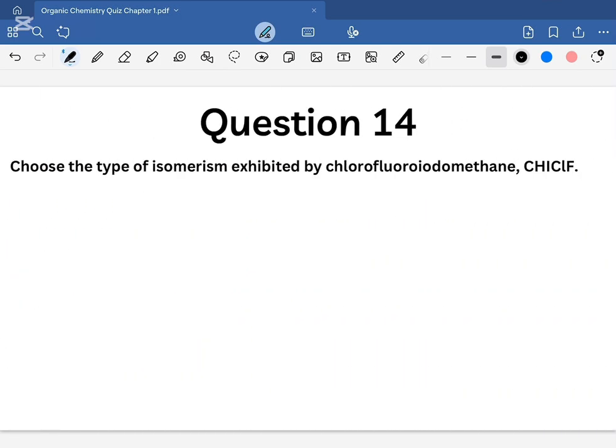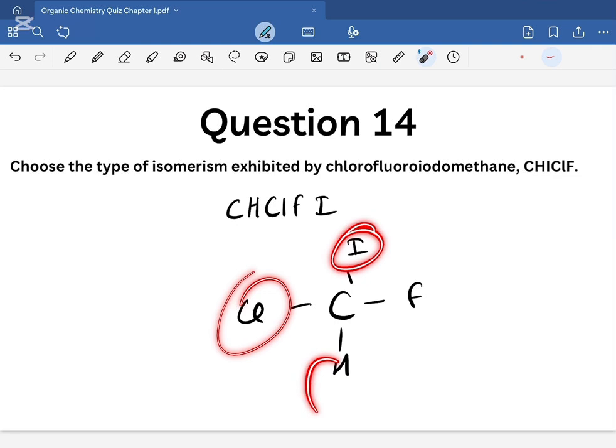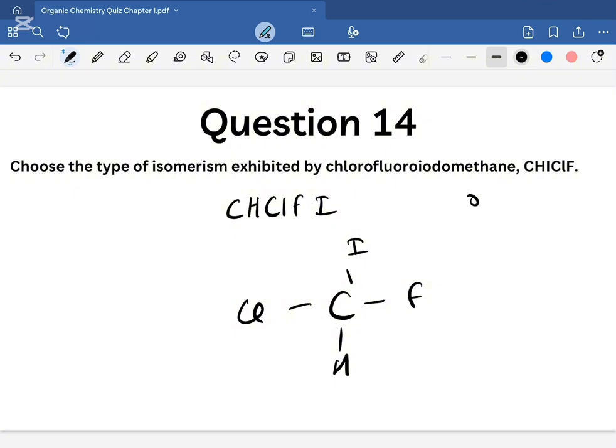Now choose the type of isomerism exhibited by chlorofluoroiodomethane. So chlorofluoroiodomethane is CHClFI. So this C is going to be attached to fluorine, to iodine, to Cl, and to hydrogen. And therefore it's going to be attached to 4 different atoms, and it's going to be a chiral center. And chiral centers exhibit optical isomerism. So they are optical isomers.